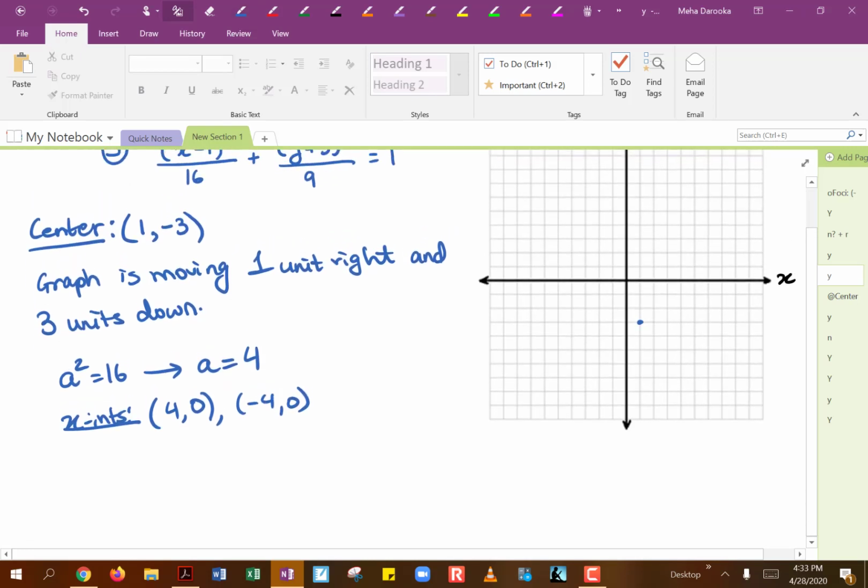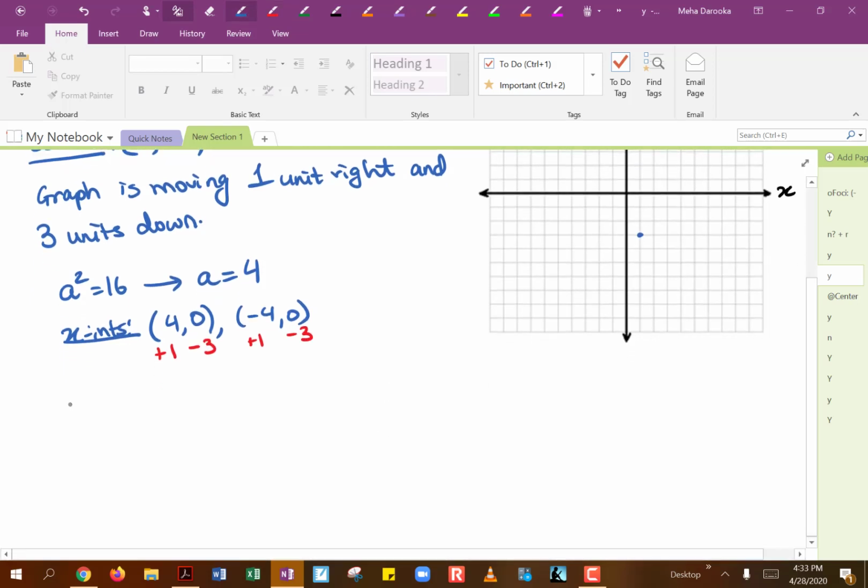But now that we are making this transformation happen, that means to all of the x values, we are going to add 1. This is moving our graph 1 unit to the right, coming from that center, right? And then all our y values are going to move 3 units down, which means from all the y values, you will be subtracting 3.